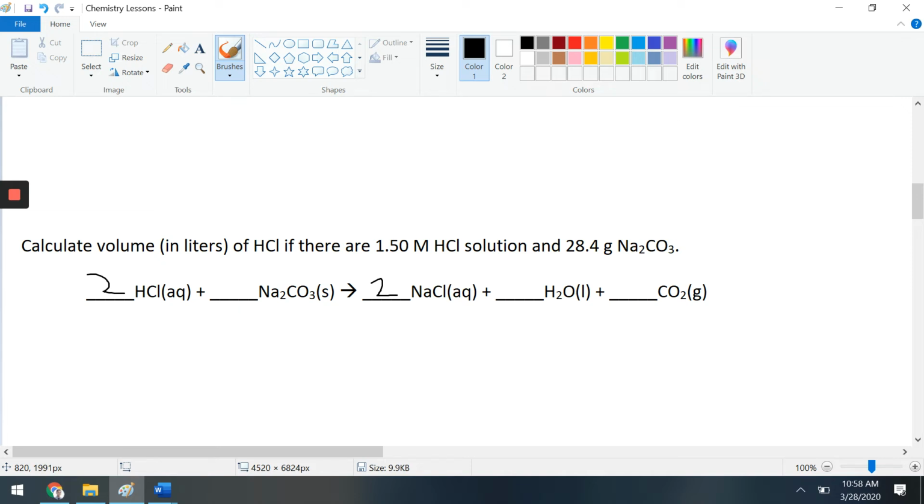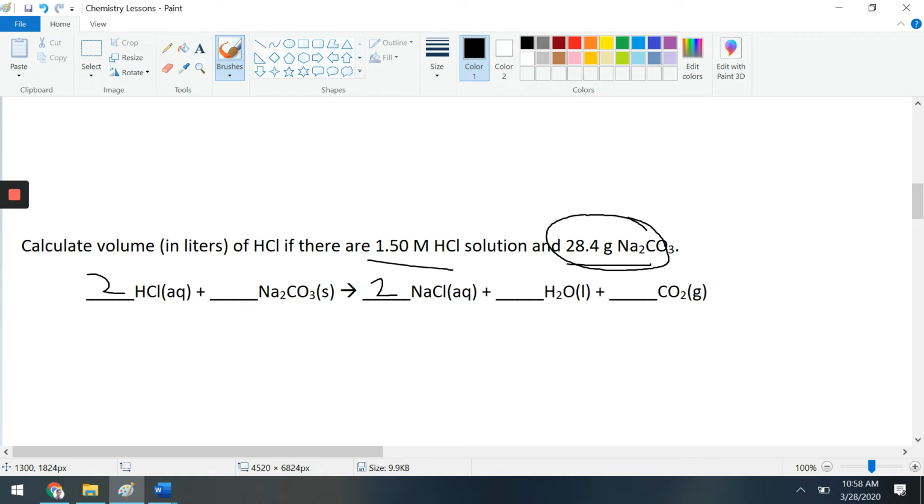You're given the concentration of HCl. Here we go. You're given the mass of sodium carbonate. Notice that's the reactants for both of them, okay? And of course, you need to find the volume of HCl. So where do I start with first? First, I'm going to use my mass right here, the mass of sodium carbonate. And what I want to do is convert it to moles first, okay?